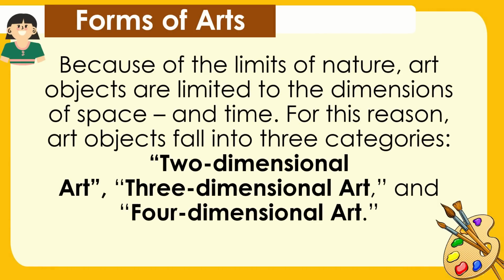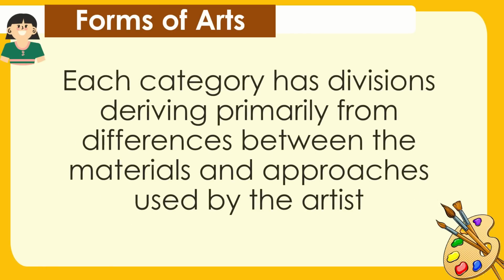Because of the limits of nature, art objects are limited to the dimensions of space and time. For this reason, art objects fall into 3 categories: two-dimensional art, three-dimensional art, and four-dimensional art. Each category has divisions deriving primarily from differences between the materials and approaches used by the artist.